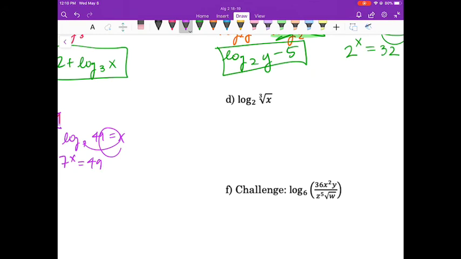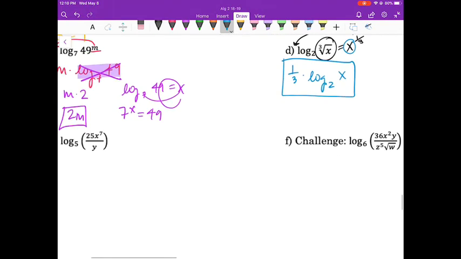In example D, we don't really see any power or any properties at first, but what we need to remember is that the cubed root of x can be rewritten as x to the 1/3 power. So then all of a sudden we've got a power property, we can bring that 1/3 out front. So I've got 1/3 times log base 2 of just x left over. We won't be able to simplify this any further, so we'll call it good right there.